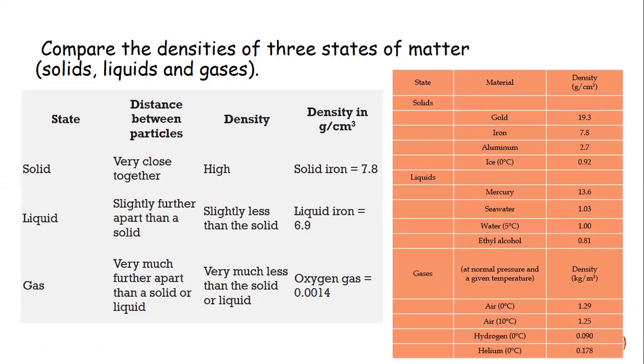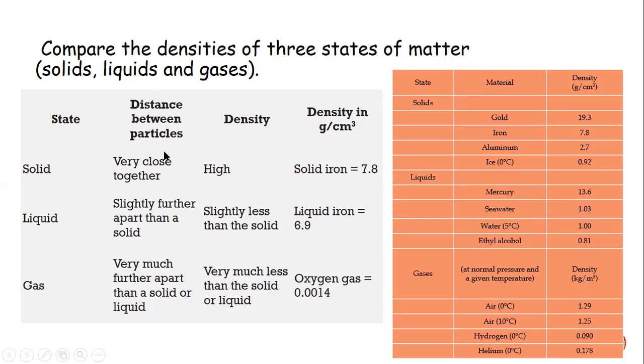So we are going to compare the densities of all three states of matter. By definition, density is mass per unit volume. Since solids are very tightly packed and the distance between the particles is negligible, solids usually have very high density. There is an exception, which is ice, whose density is even less than water. That's why ice floats on water.